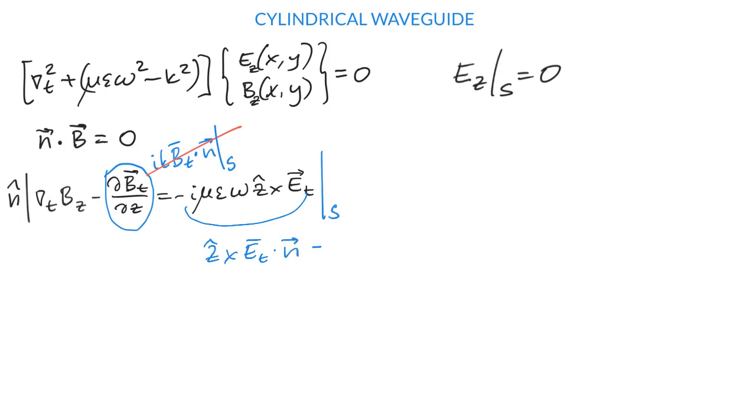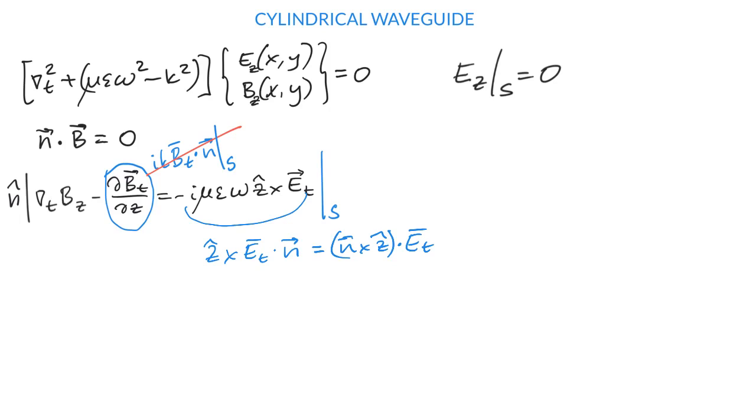We can rewrite this as N cross Z dotted with E transverse. Now, N cross Z has a tangential direction to the surface. N is the surface normal, Z is the axial unit vector. So N cross Z is the transverse unit vector tangential to the surface. So dotted with ET, that gives us the component of the electric field parallel to the surface.